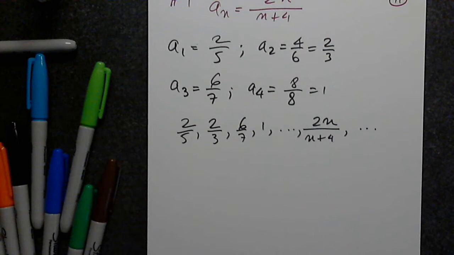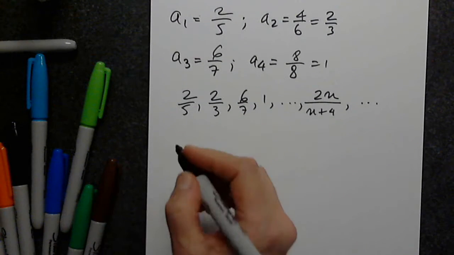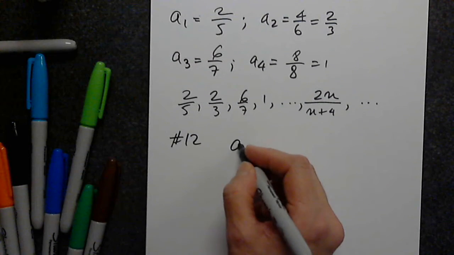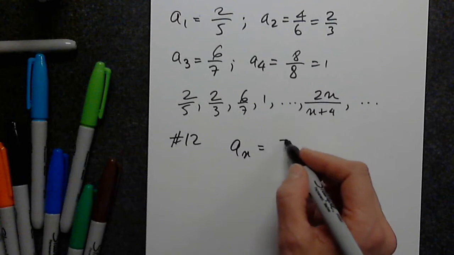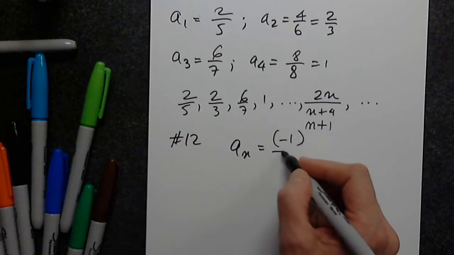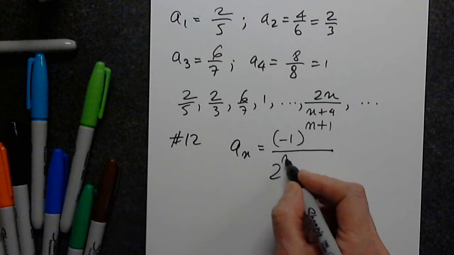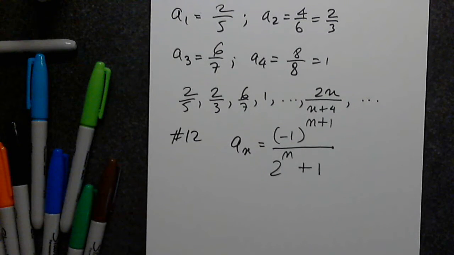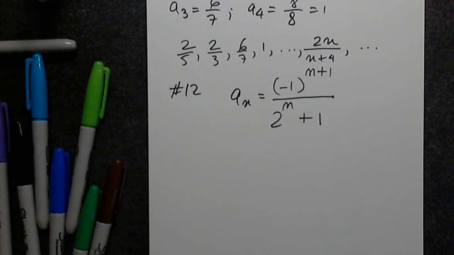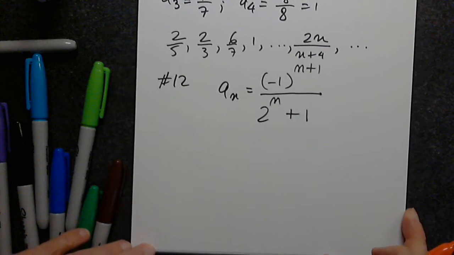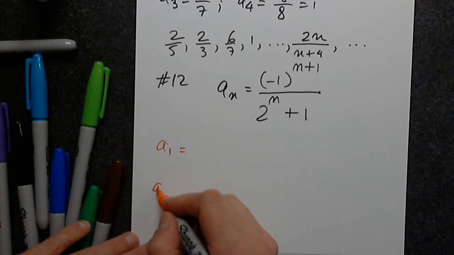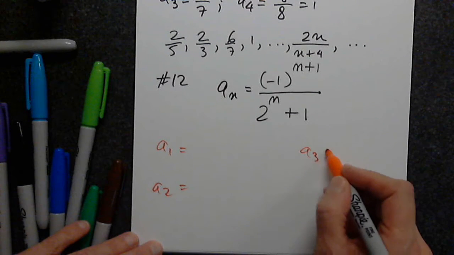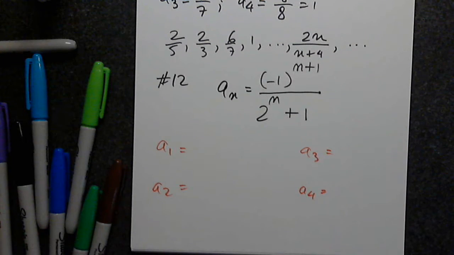Very good. Okay, let's look at 12. So A sub n equals -1 raised to n plus 1 over 2 raised to n plus 1. This looks ugly. It's not. It's just to impress. Same question. We want to determine A1, and then A2, and then A3, and then A4.